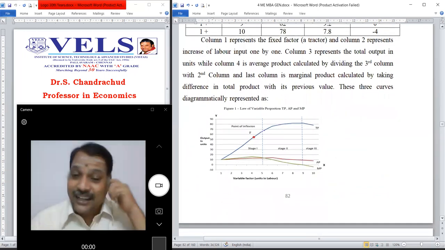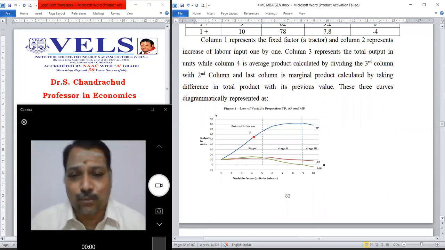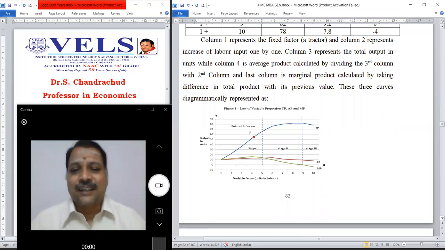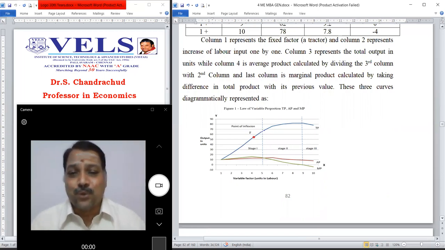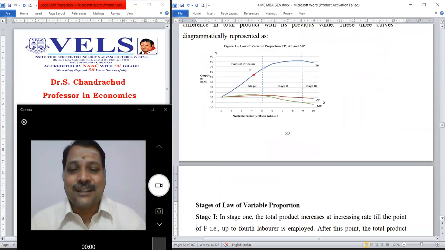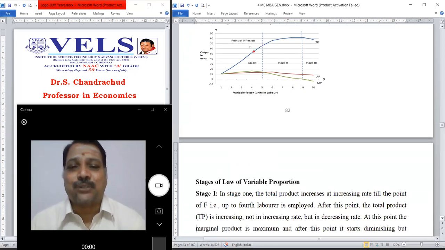You can see on the x-axis, we are measuring the variable input, that is labor, one after another as we employ them. And on the vertical axis, we are measuring the total output. When one machine and one laborer are there, it is the starting point, 10 bags, that is 10 units. When it is increased to one machine with two laborers, it increases to 22. So the blue line represents the total production, the red line represents the average production, and the green line represents the marginal production. Based on these three curves, we divide the law of variable proportion into 3 stages.